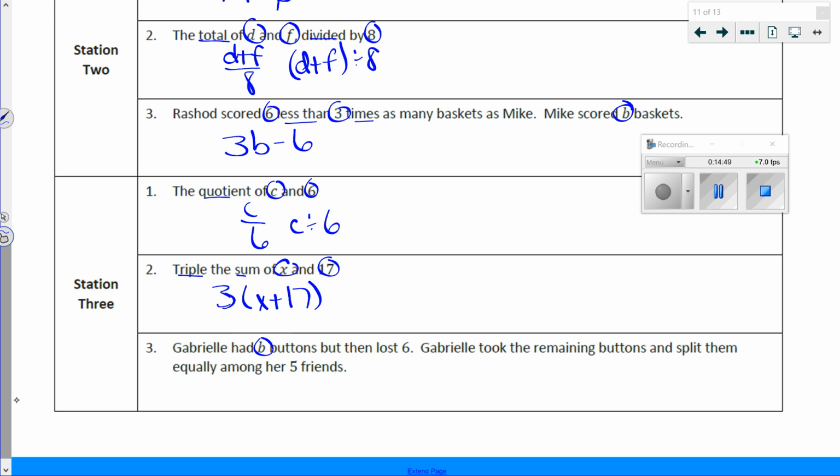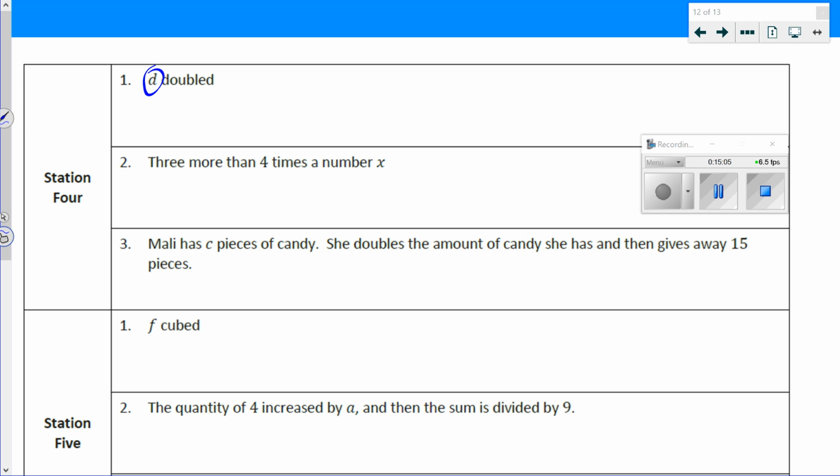Gabrielle has B buttons, but then lost 6, took the remaining buttons and split them equally among her 5 friends. So I have the B, I lost 6, and then I'm dividing it between the 5. B minus 6 divided by 5. Next page. D doubled, that means times 2. 3 more than, flipping phrase, 4 times the number X, 4X plus 3.